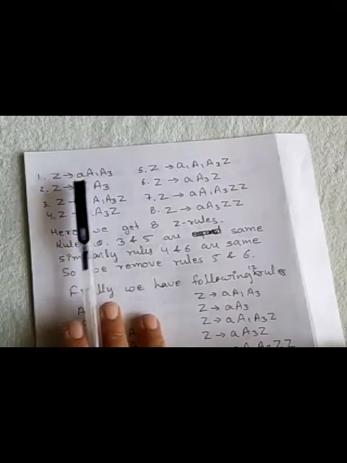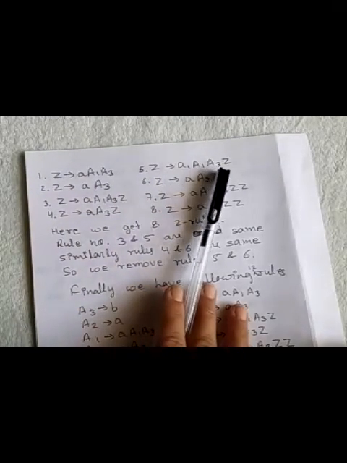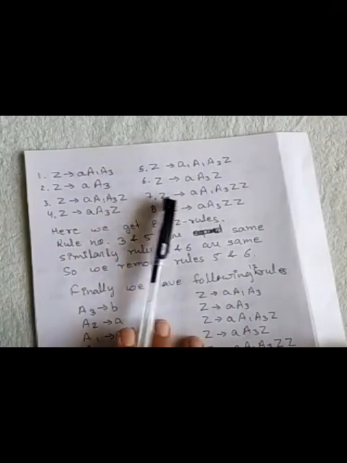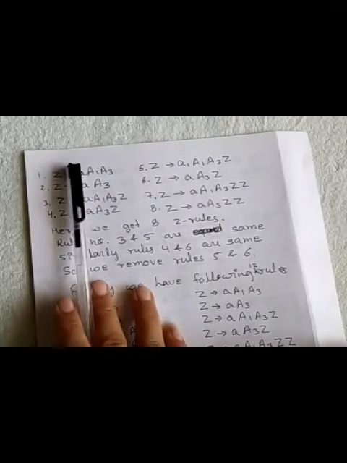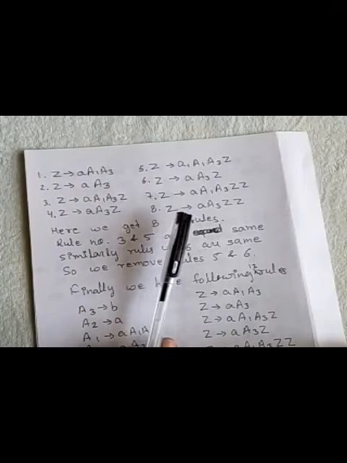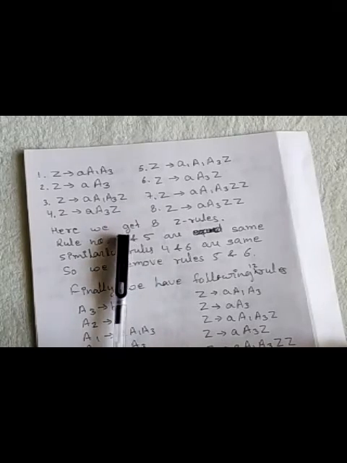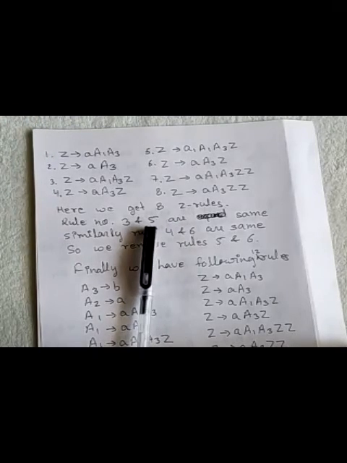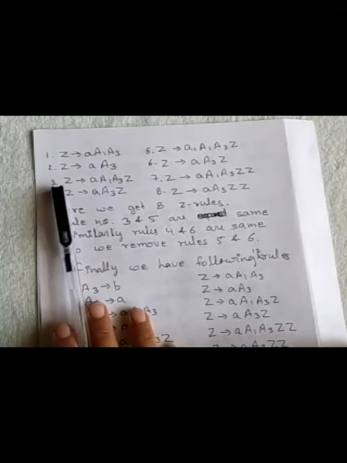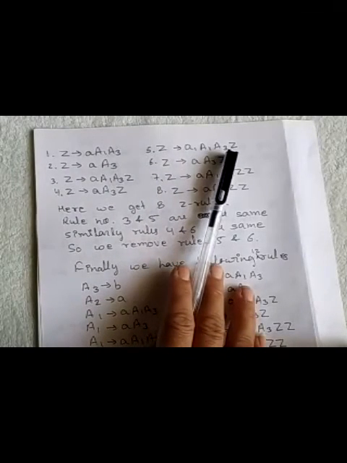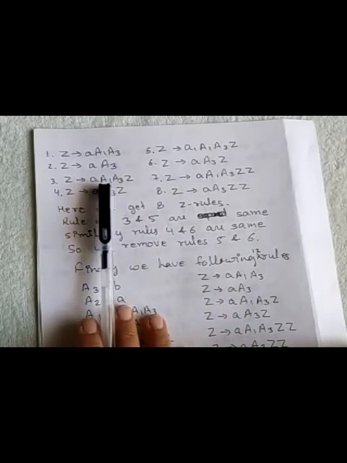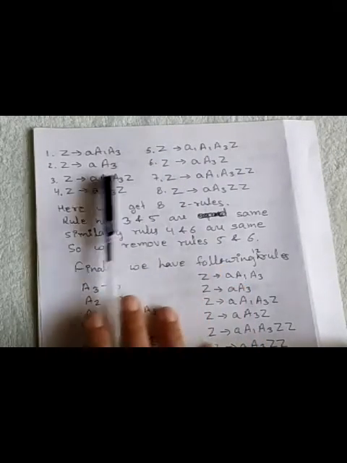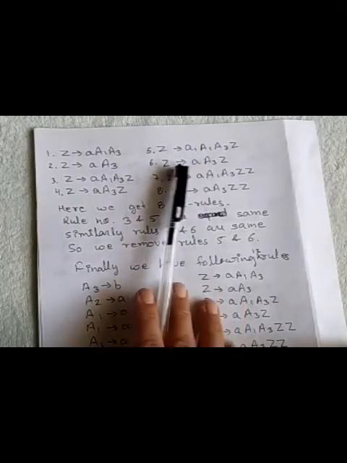Z tends to A1, Z tends to A1Z. So we replace all the Z rules, right? After replacing all the Z rules, we get these rules. Now here we have 8 Z rules. In these rules, rule number 3 and rule number 5 are the same. See, A1, A3Z and A1, A3Z. Similarly, rule number 4 and rule number 6 are the same.